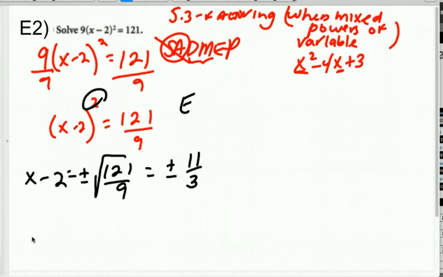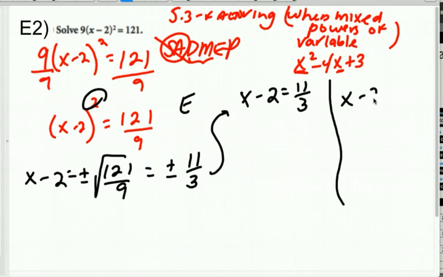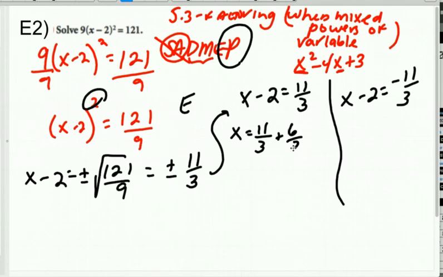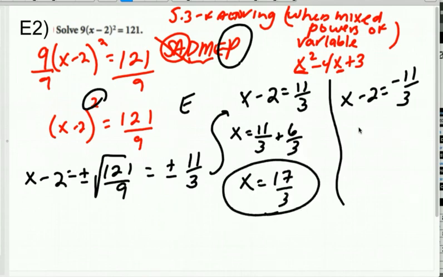So I now have two situations. I have that x minus 2 could be 11 thirds, and I have that x minus 2 could be negative 11 thirds. So I'm going to go ahead and do that last bit of work, that parenthesis, and add the 2 over. So this is going to be x equals 11 thirds plus 2, which would be 6 thirds. So I'm going to get x is 17 thirds. Or, in this case, I add the 2 over, and this will be negative 11 thirds plus 6 thirds, which is going to give me negative 5 thirds.